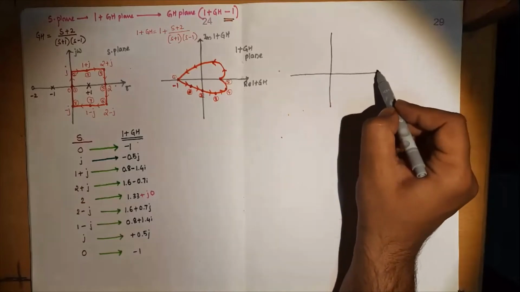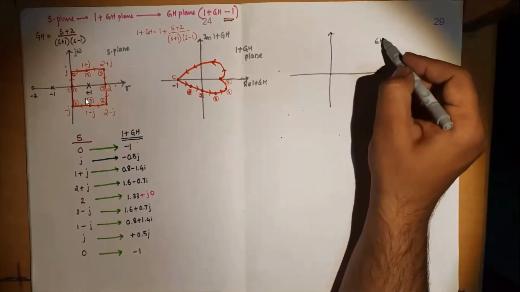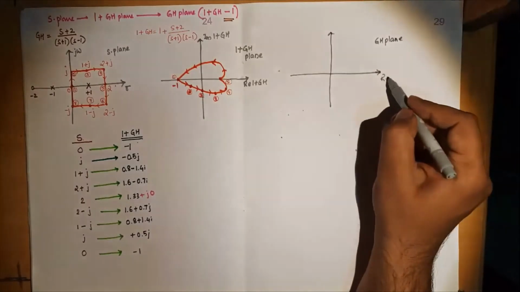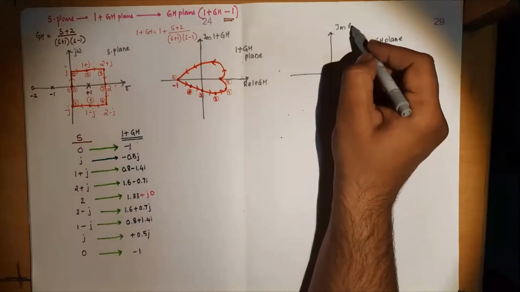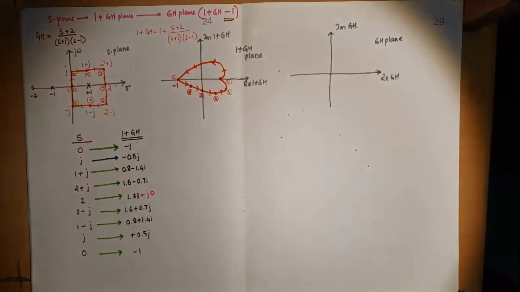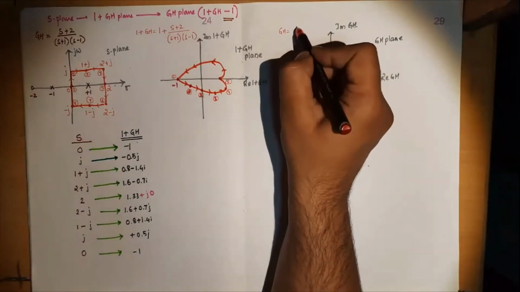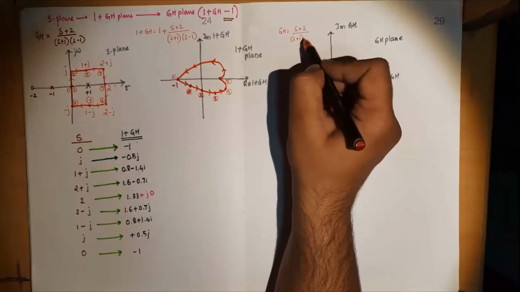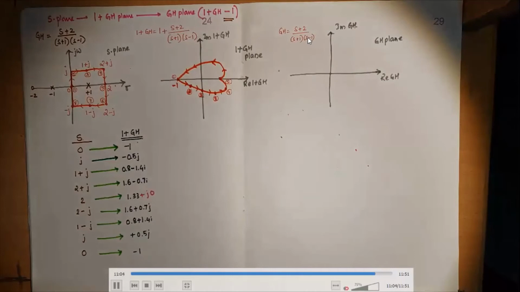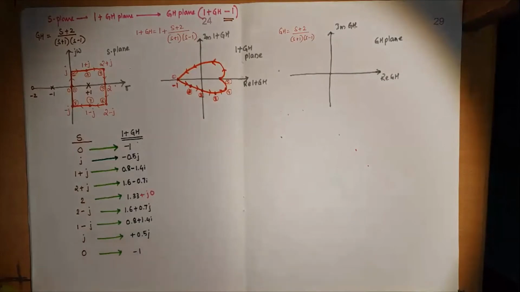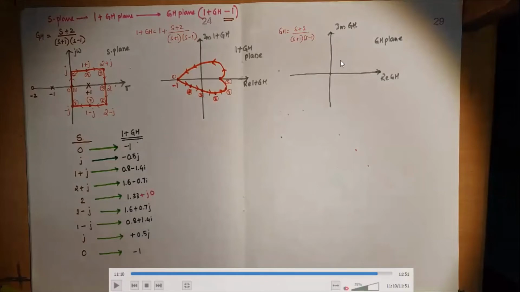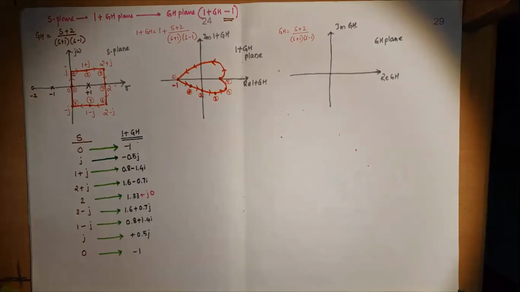GH plane means now we are mapping the S plane points on the GH plane for the GH function. So what is the GH function? It is s plus 2 divided by s plus 1 into s minus 1. Straight away, the given OLTF is the GH function. So if I want to get the mapping of the S plane on the GH plane, what is the procedure? Substitute all these points in the GH function. That's it, very simple. So 0 first, then J second, and it goes on like this.